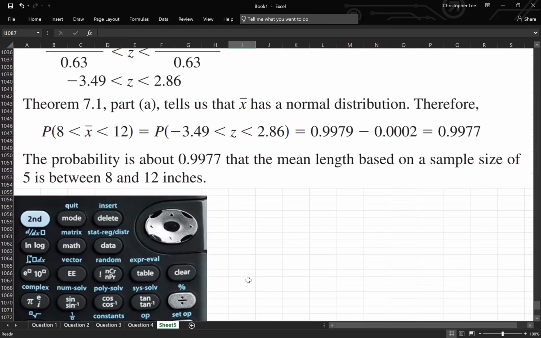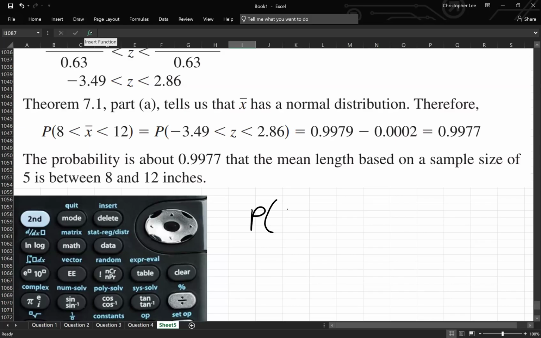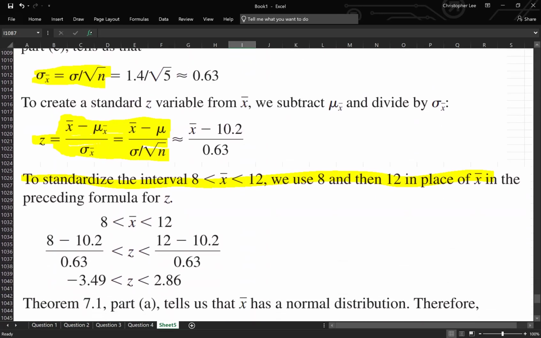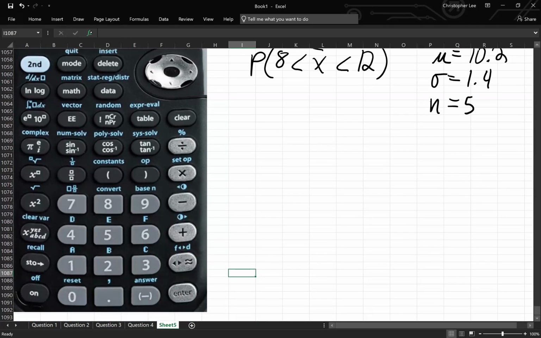Okay. In this question, they want to know what's the probability of 8 less than x bar less than 12, right? Where our mean mu is equal to 10.2, our standard deviation is equal to 1.4, and our n is equal to 5, right? That's what was given to us.